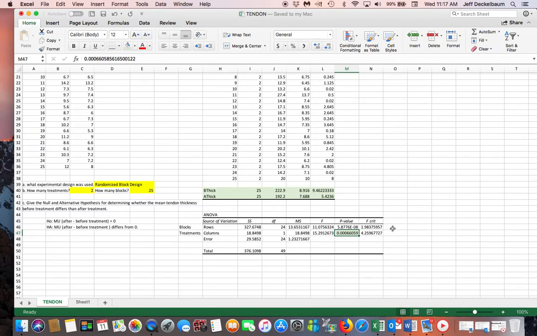As we can see here, the p-value is much less than 0.05, which says we would reject the null hypothesis, meaning that there is sufficient evidence at an alpha equal to 0.05 that the mean tendon thickness after minus before treatment is indeed different than 0. That concludes this video.